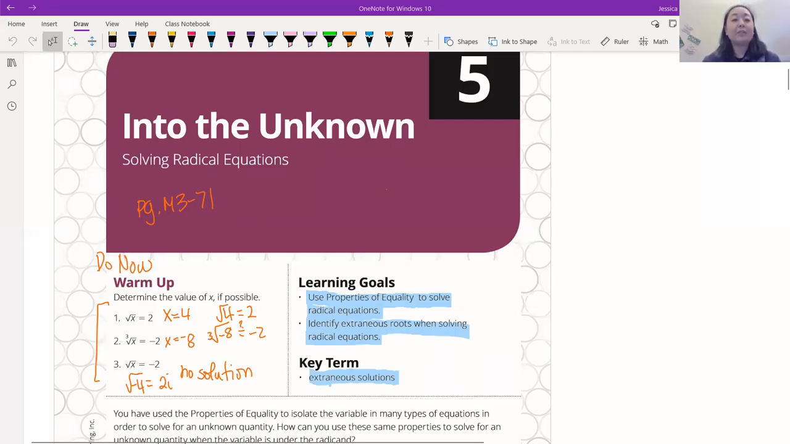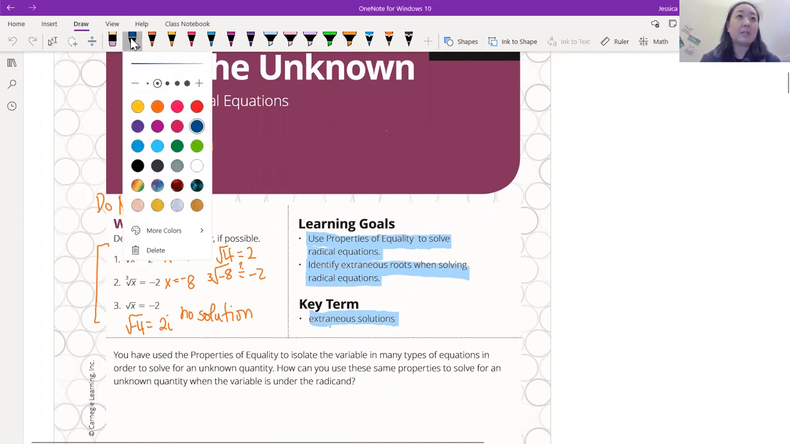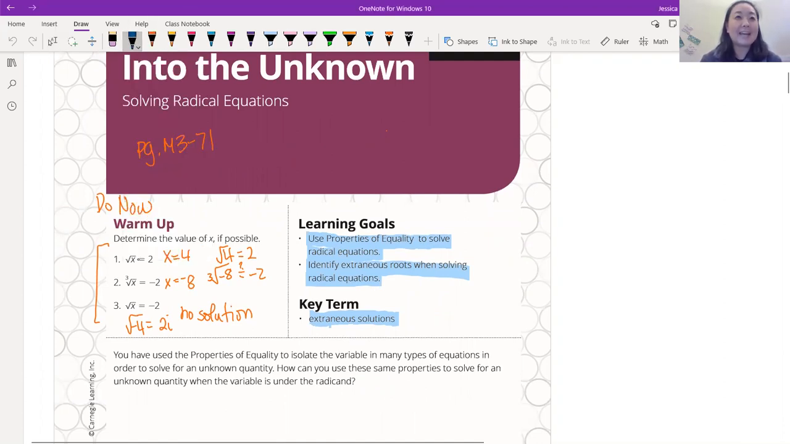Hi. So today we're going to be working on lesson 5, Into the Unknown. We're going to see what is there. So we're on page M371, and this was our do now. So please, if you have not done that already, please work on the do now. And now that you've worked on the do now, because you've paused, right?